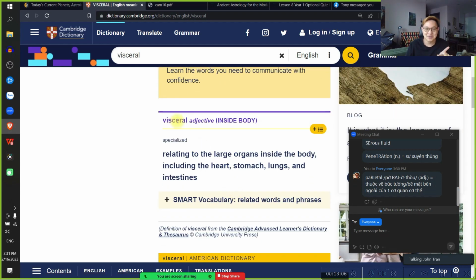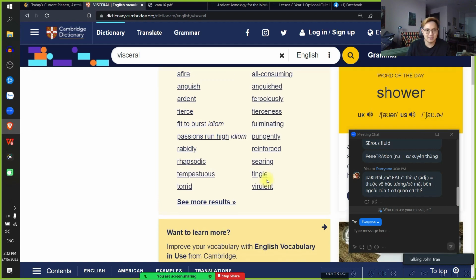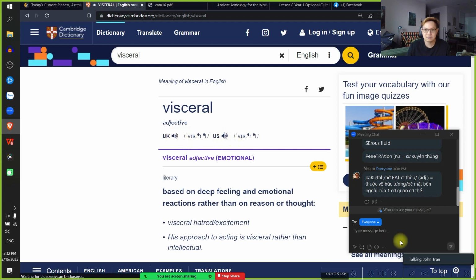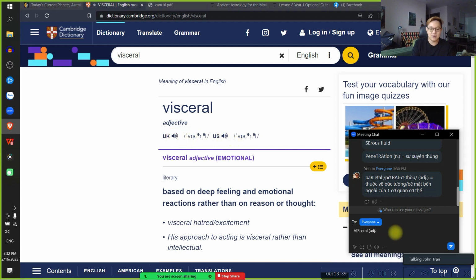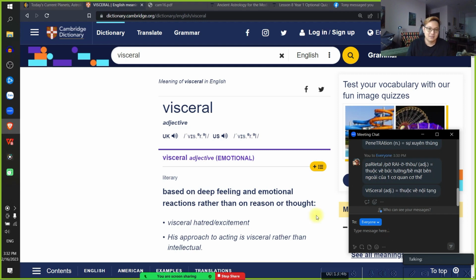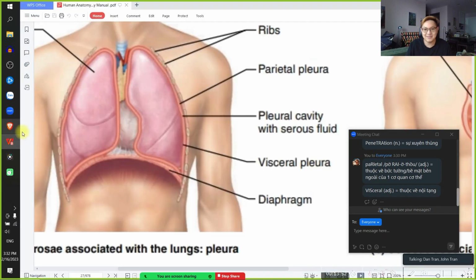But visceral here means relating to the large organs inside the body, including the heart, stomach, lungs, and intestines. Visceral means relating to the internal organs.